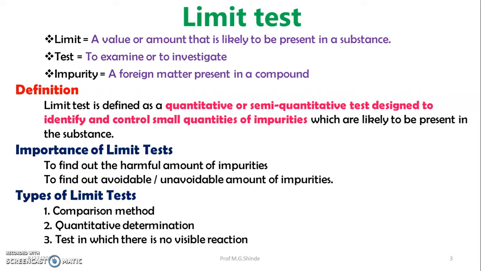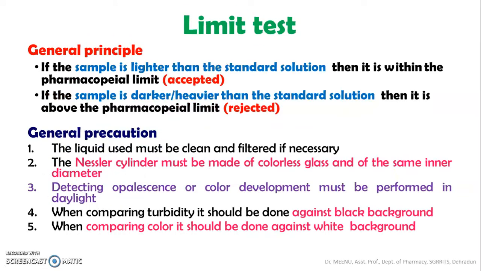There are three types of limit test based on comparison method, quantitative determination, and test in which there is no visible reactions. The general principle of this limit test is that if the sample is lighter than the standard solution, then it is within the pharmacopoeia limit and can be accepted. While if the sample is darker or heavier than the standard solution, then it is above the pharmacopoeia limit, and at that time we can reject that sample.